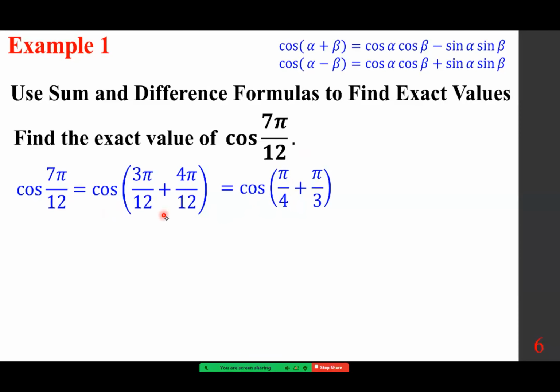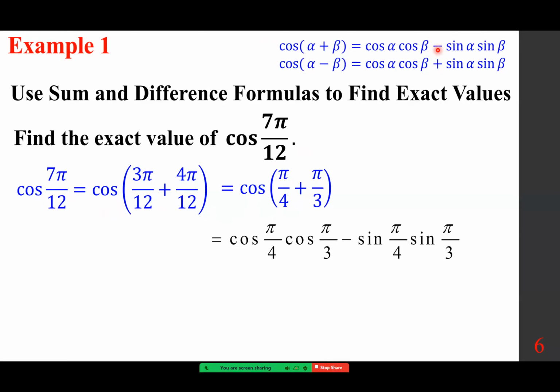Now, according to this formula, this is cosine of pi over 4, cosine of pi over 3, right? Cosine alpha, cosine beta, minus sine of pi over 4, sine of pi over 3, sine alpha, sine beta. So following this formula, this is what we get. And all we have to do is plug in. Cosine of pi over 4 is square root of 2 over 2. Cosine of pi over 3 is 1/2, minus sine of pi over 4, which is the same as cosine of pi over 4, square root of 2 over 2. This is square root of 3 over 2.